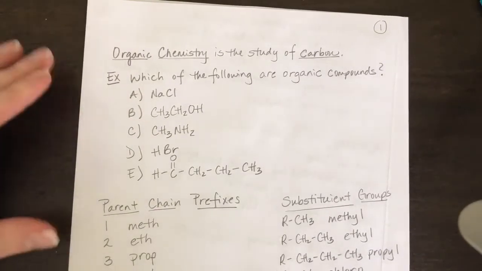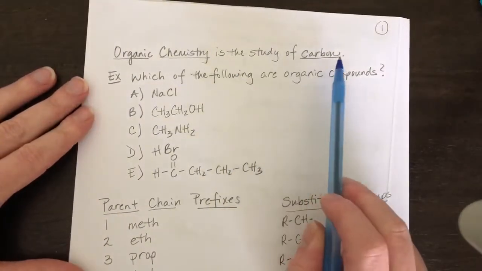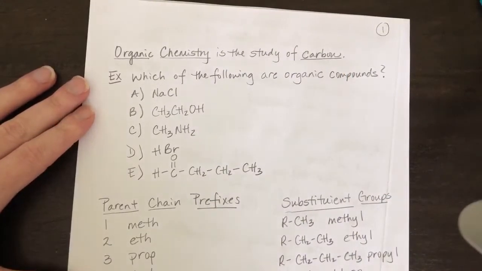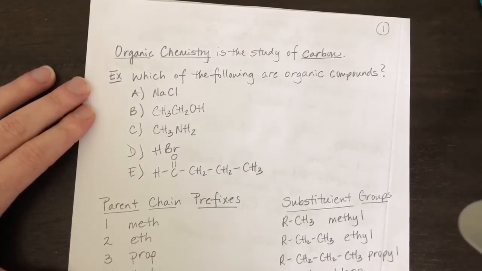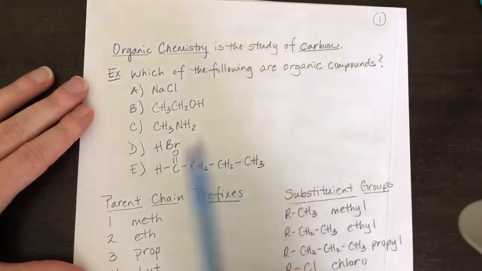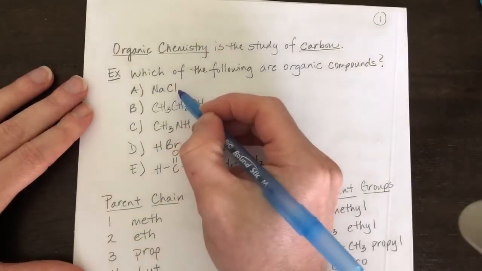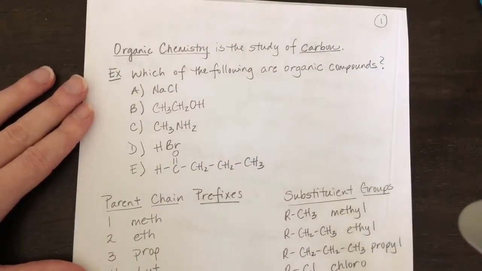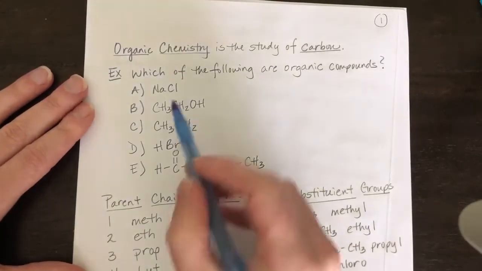So organic chemistry is a study of carbon compounds. So anything that contains carbon is considered an organic compound. So the first example, which of the following are organic compounds? Okay, NaCl is not organic because it doesn't have carbon in it.